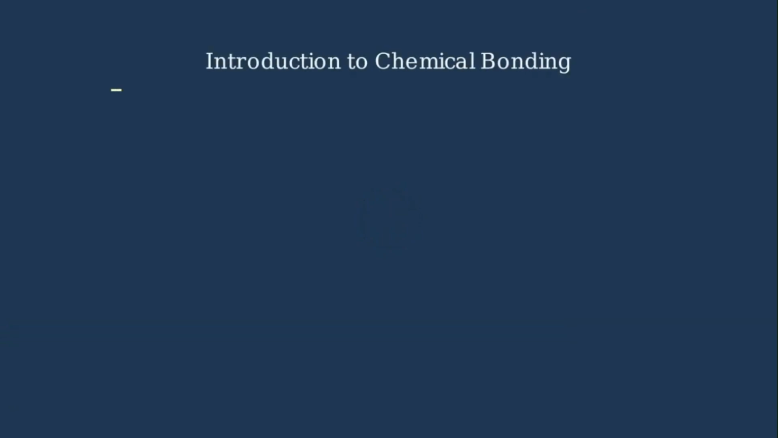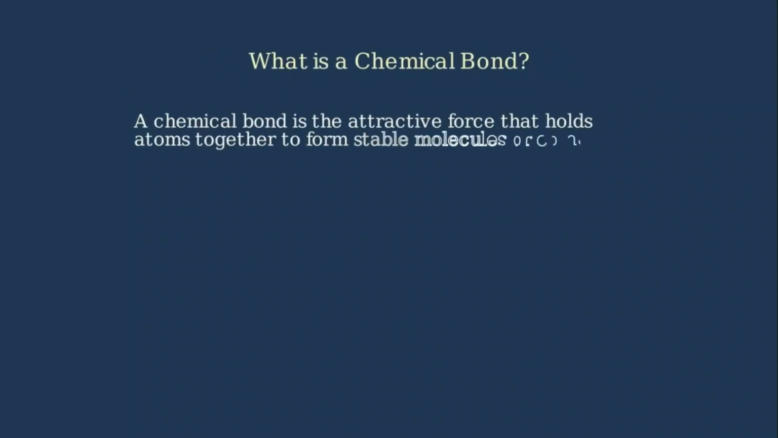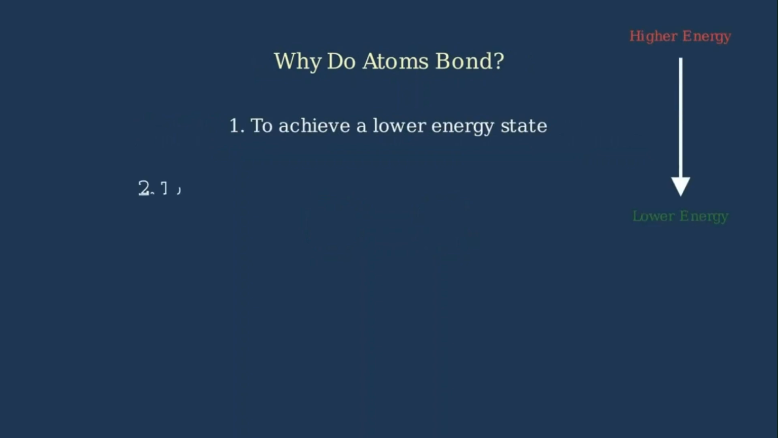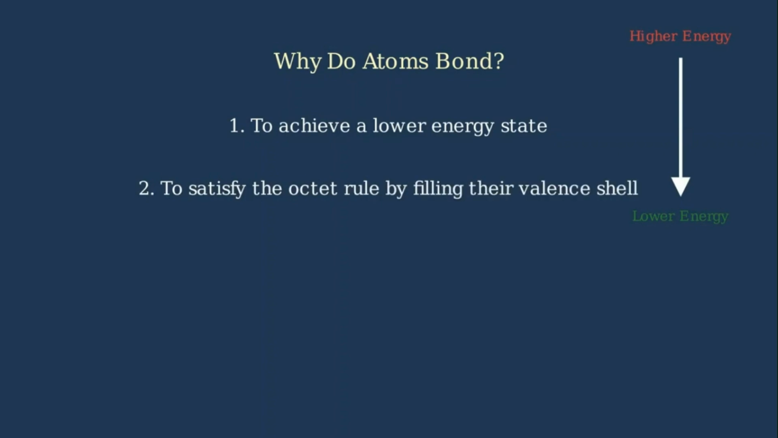Introduction to chemical bonding. A chemical bond is the attractive force that holds atoms together to form stable molecules or compounds. Atoms bond for two primary reasons. First, to achieve a lower energy state. Second, to satisfy the octet rule by filling their valence shell with 8 electrons.